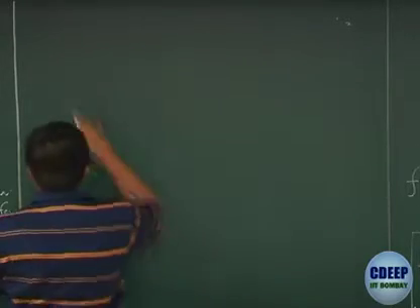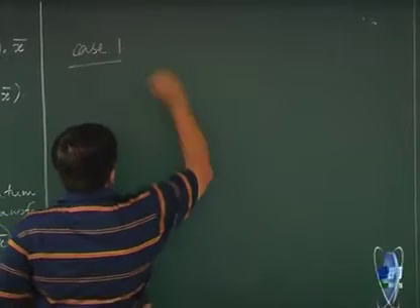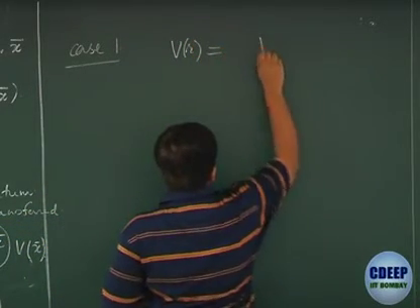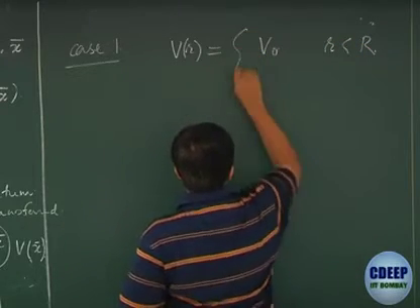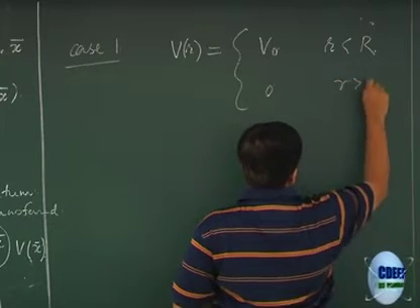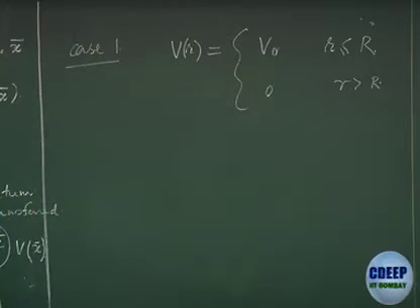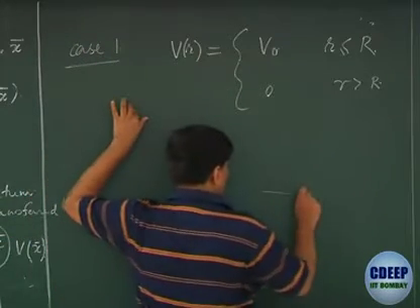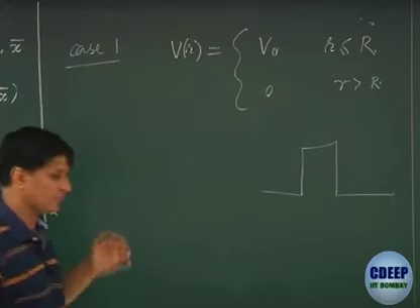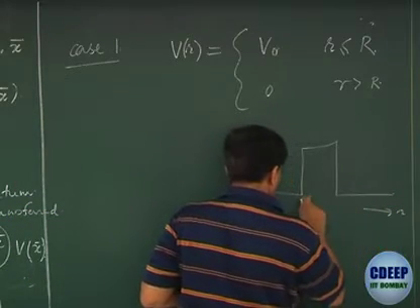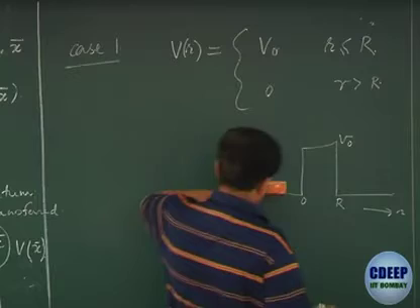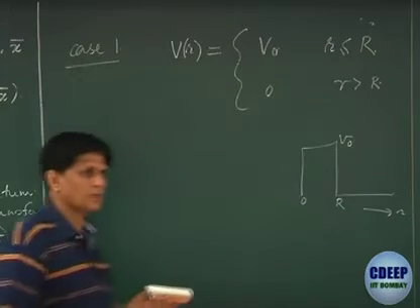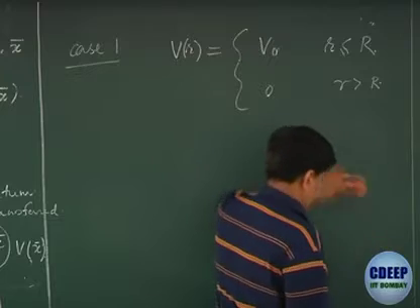Now let me take case 1. V of r is V0 for r less than R, and equal to 0 for r greater than R. This is like what we did in the 1D case. If this is a radial axis, the potential is V0 from 0 to R, and after that it is 0. Please substitute for V of r and calculate what happens to f of q.